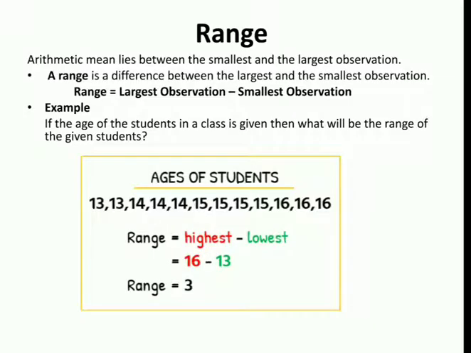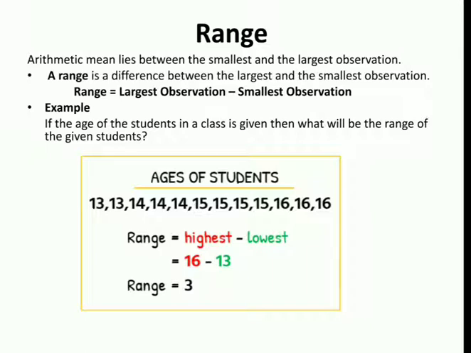Okay, so now let's see range. Range means the spread between the smallest and the largest observation. The difference between the highest and the lowest observation gives an idea of the spread of the observations. This can be found by subtracting the lowest observation from the highest observation. So we can say that range is the difference between the largest and the smallest observation. Get it? So range is equal to largest observation minus smallest observation.